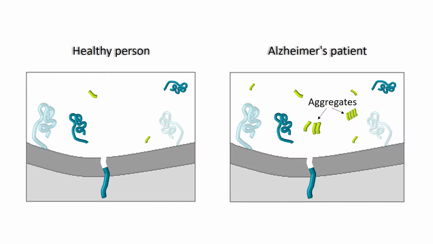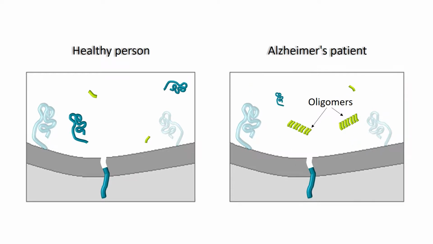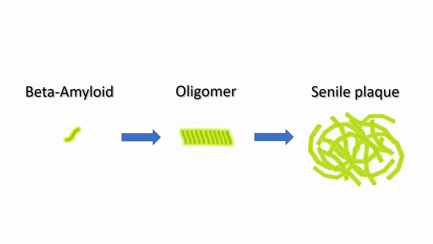And because beta amyloid fragments are chemically sticky, they start to aggregate with each other, forming larger structures called oligomers. These oligomers are toxic. They start to interfere with the neuron function and damage cell walls, ultimately causing cells to die. As more fragments are added, oligomers increase in size and become insoluble, eventually forming beta amyloid plaques, which are hallmarks of Alzheimer's disease.